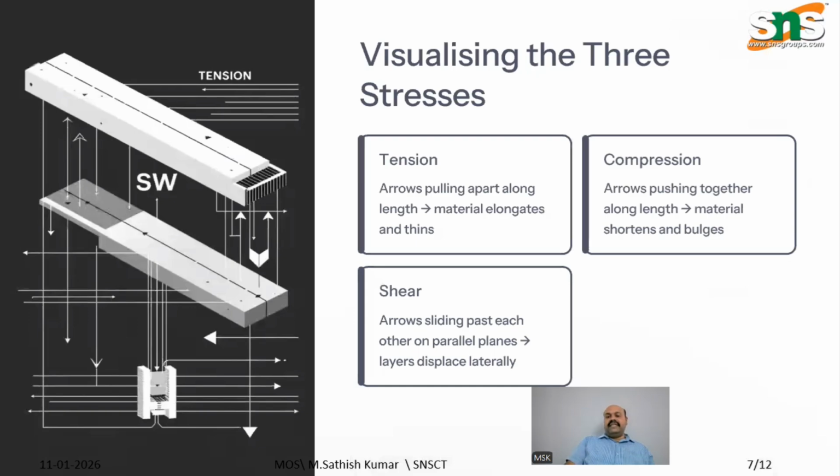So visualizing the three stresses: tension, arrows pulling apart along the length, material elongates and thins; compression, arrows pushing together along the length, material shortens and bulges; and shear, arrows sliding past each other on parallel planes, so layers are displaced laterally.